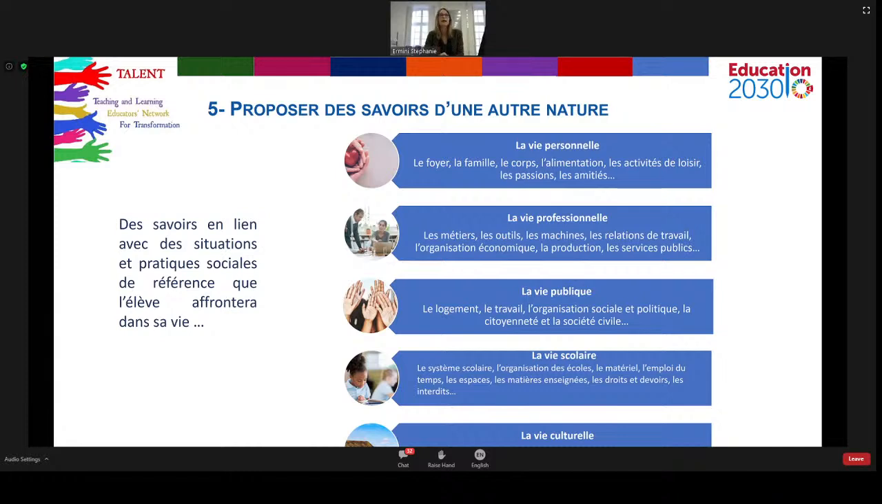So we really need to contextualize and adapt things to reality. It should be linked to various situations in the student's life: personal life, professional life, public life, school life, and even cultural life. Because skills are basically of twofold use. First of all, developing skills at the personal level, and also developing skills that are of professional use. So all this would turn the student into a good citizen.